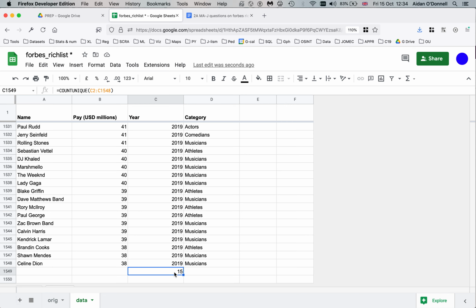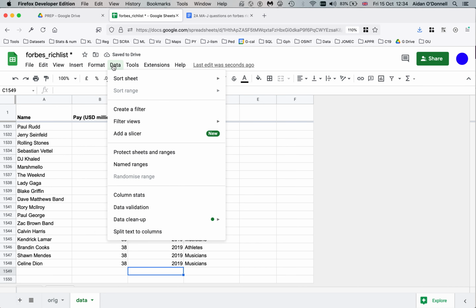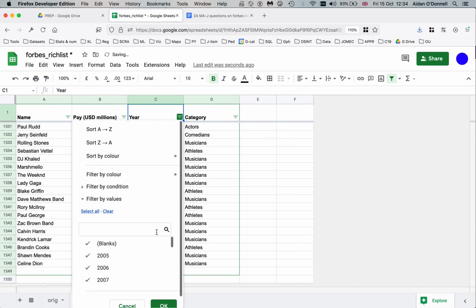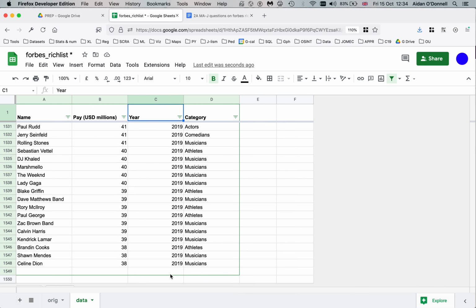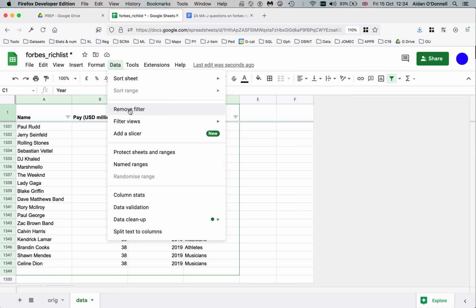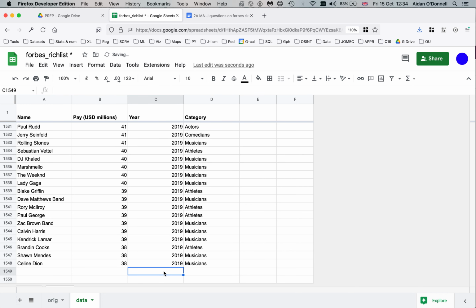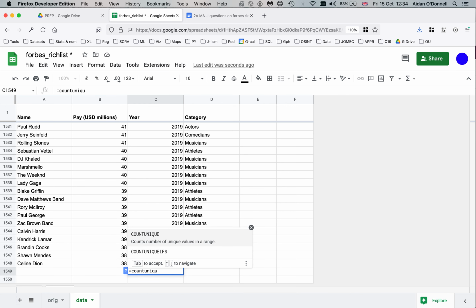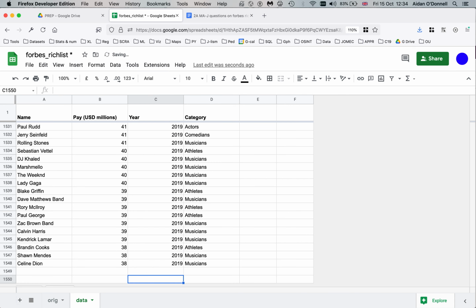And how did we get 15? Okay, let's have a look at the filter again and just double check that. Create a filter. So how many years did we get? It's 2005. Okay, so there you go. 2005, 6, 7. Which, turn off, remove filter. And so that looks like count unique C2 to C1548 again. There are 15 different years.